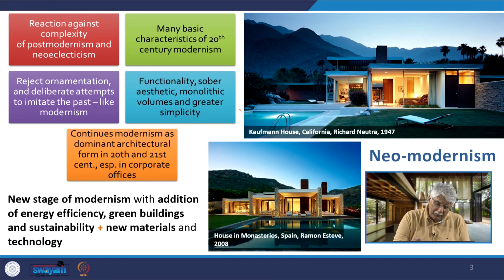So I had given you the comparison, Kaufmann House by Neutra, 1947, to this very similar house, the house in Monasterio, Spain by Ramon Esteve, and several houses that I showed you last time. I tried to draw this comparison of 21st century neo-modern houses with modernist houses of the 20th century, and how they relate, how they get inspired by them. This is one such example. You can draw many such comparisons if you carry out your own personal study about the houses of the 21st century.